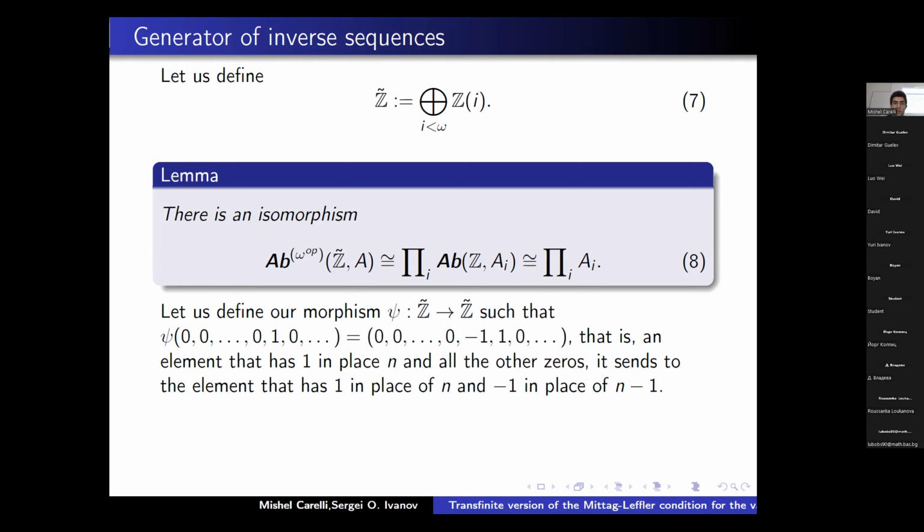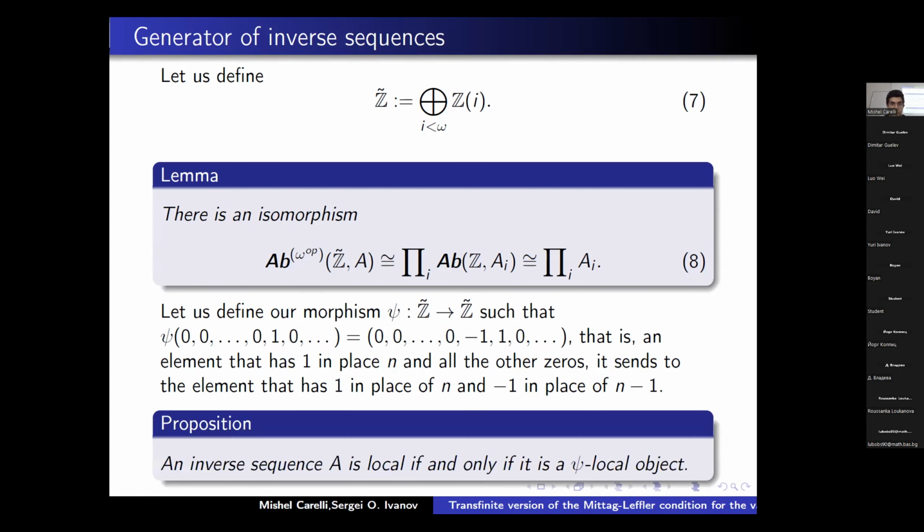If we take the morphism induced by it on the morphisms from Z wave to A, to itself, and also compose it with the isomorphism from the last lemma, it would be just the limit mapping of A. And hence, if the morphism induced by psi is a bijection, then the limit mapping is a bijection, then the sequence A is local. So your sequence A is local if and only if it's a psi-local object.